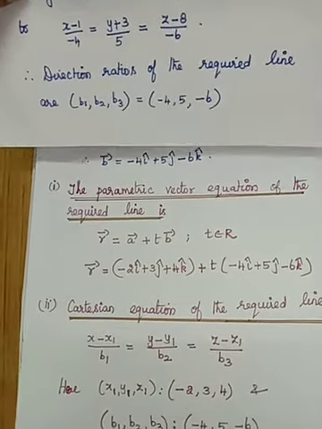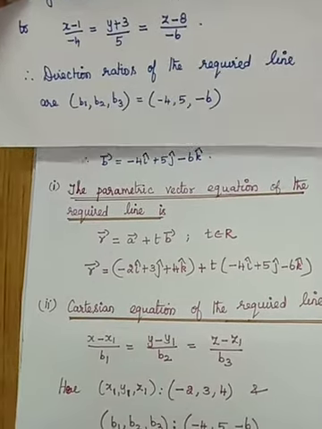Next one, what is asked? Cartesian equation of the straight line. So the Cartesian equation formula is x minus x1 by b1 is equal to y minus y1 by b2 is equal to z minus z1 by b3. x1, y1, z1 is the passing point. Here in your problem, what is the passing point given? It is minus 2, 3, 4. So x1, y1, z1 is minus 2, 3, 4. And what are b1, b2, b3? They are the direction ratios, minus 4, 5, minus 6.